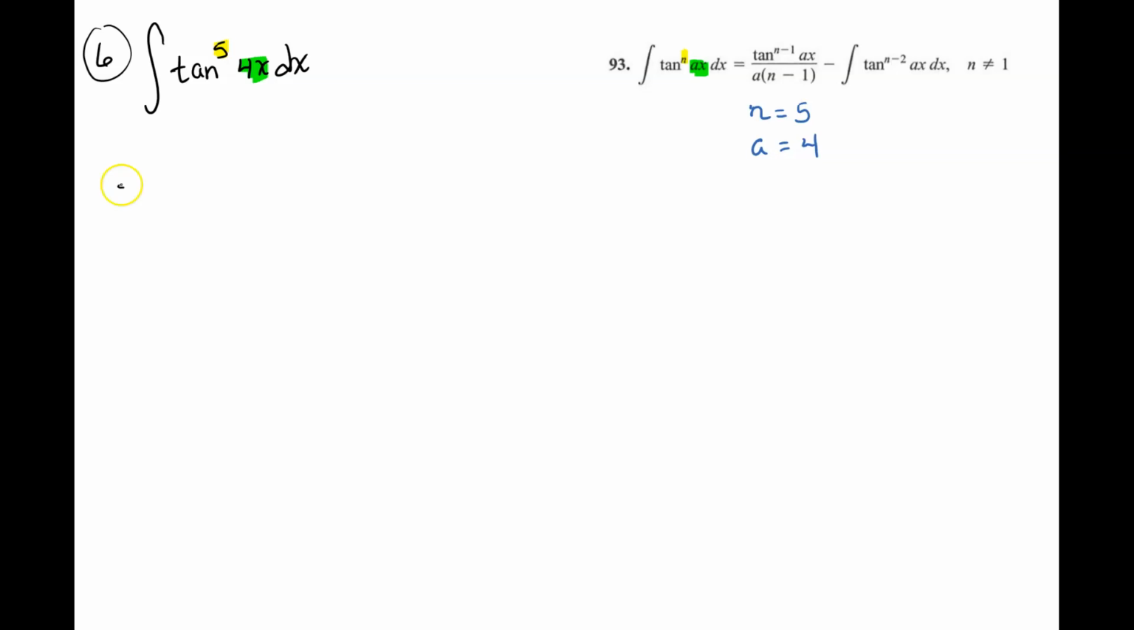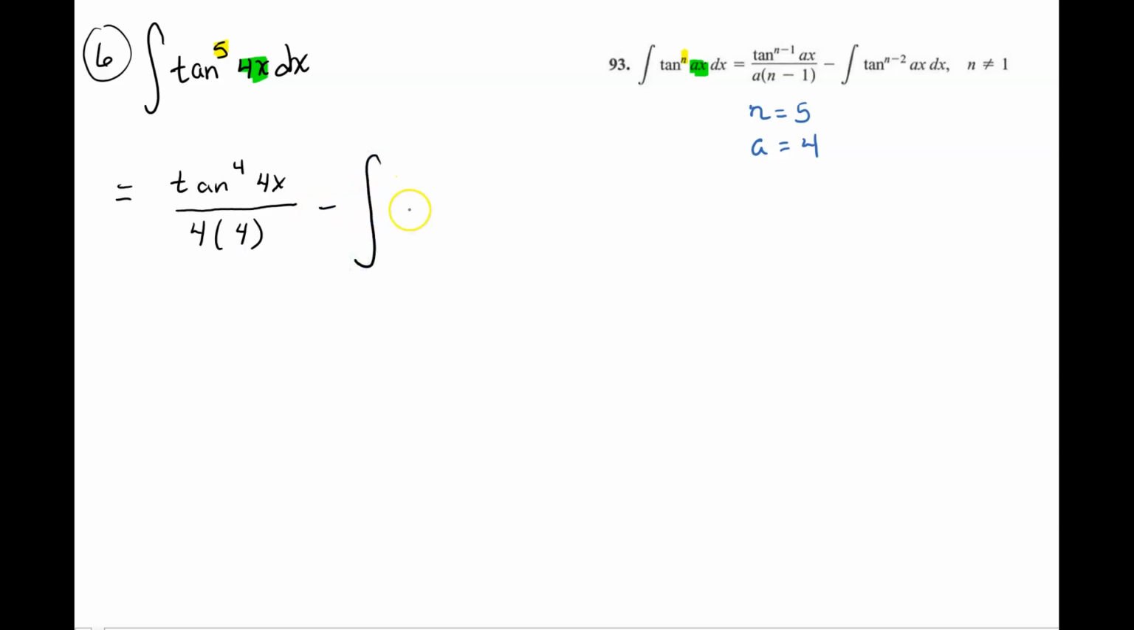So the integral works out and evaluates to be something like this. Tangent to the power 4, because n minus 1 is 4. 5 minus 1 is 4. And then ax, which is going to be 4x, over a times n minus 1. So I'm just going to write that out: 4 times 5 minus 1, rather. 5 minus 1 being 4. There we go. Minus another integral.